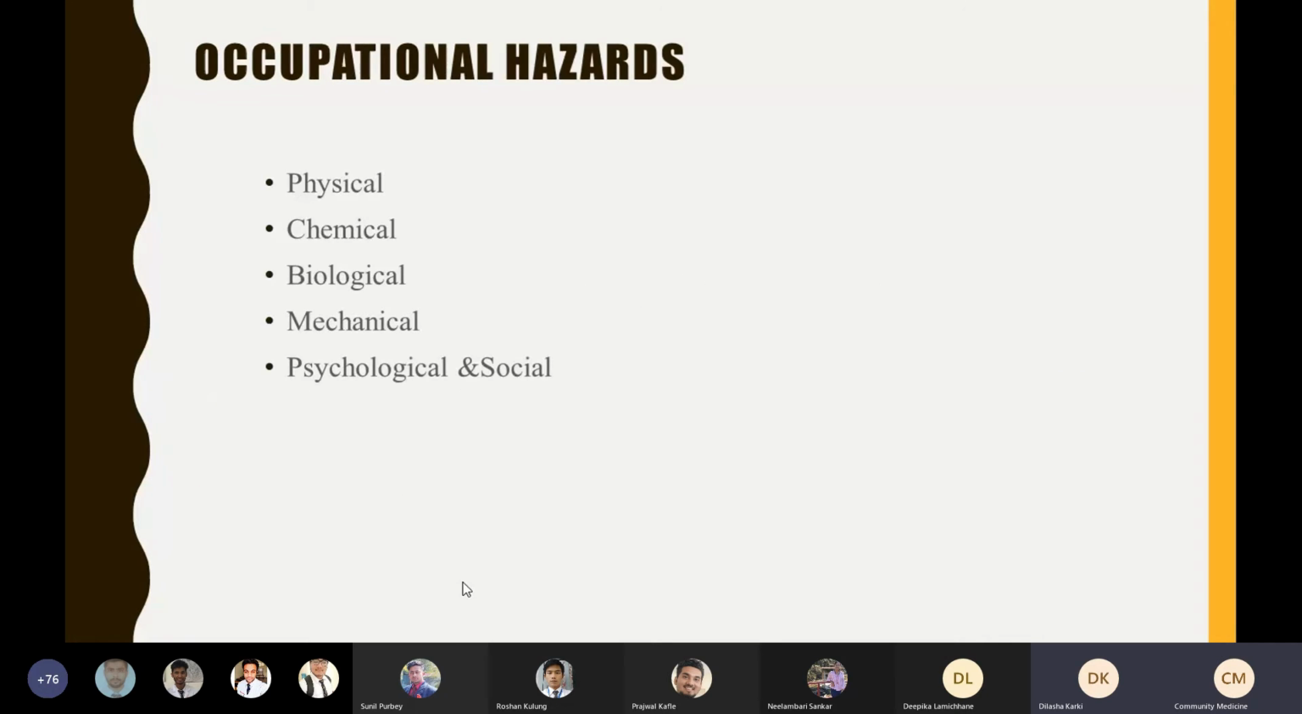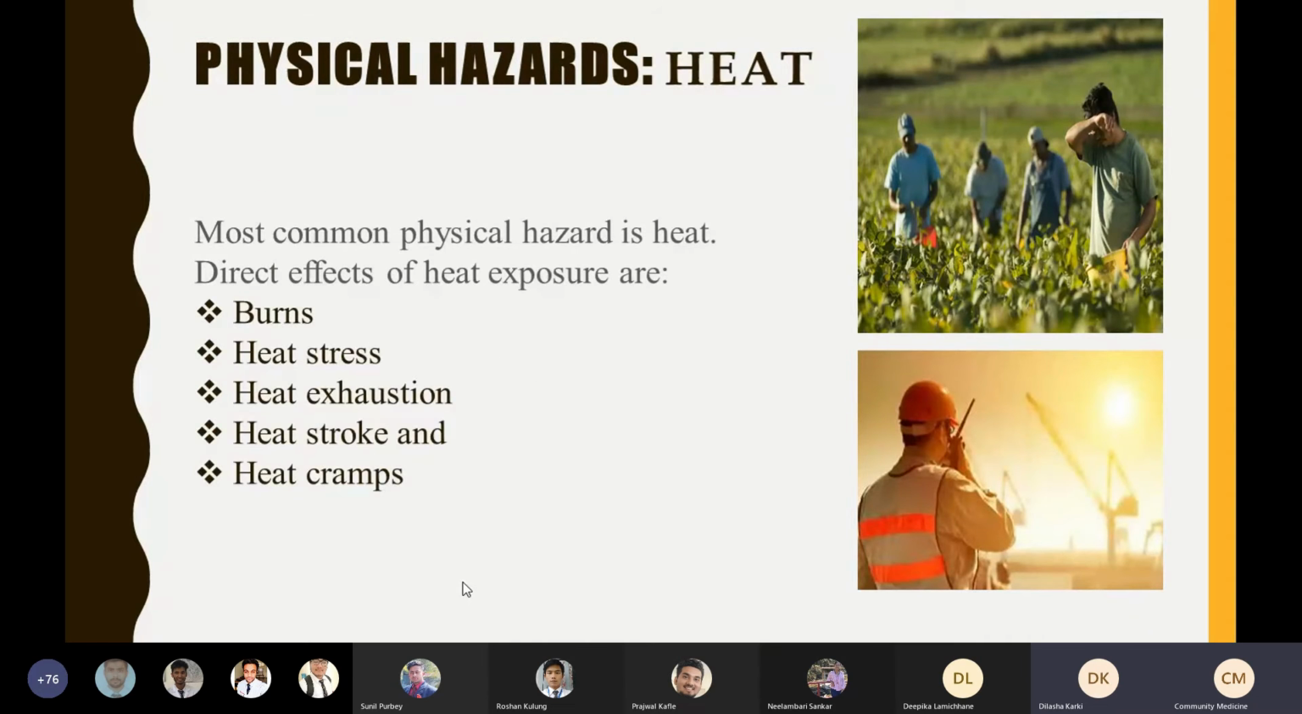So now talking about occupational hazards. This is important. Occupational hazards are physical, chemical, biological, mechanical, and psychological or psychosocial. So these are the different types of occupational hazards. First of all, talking about heat. There are so many types of jobs where the workers have to do the job in very high heat.